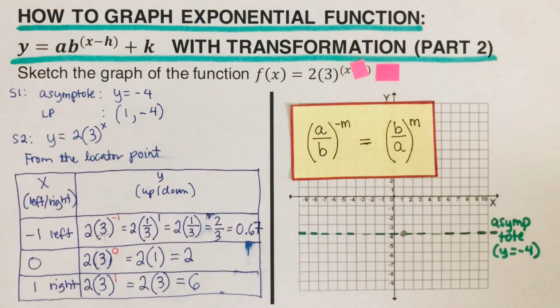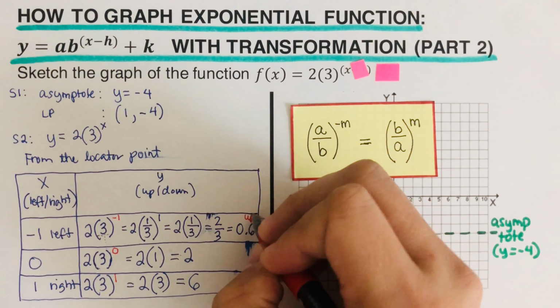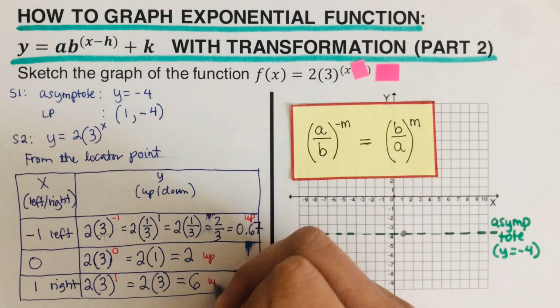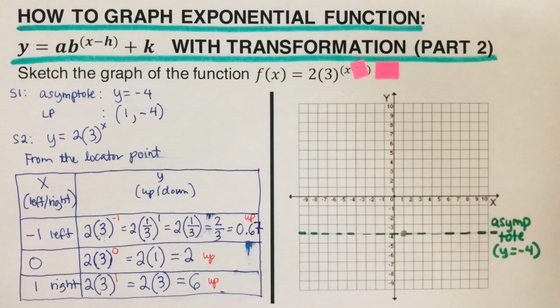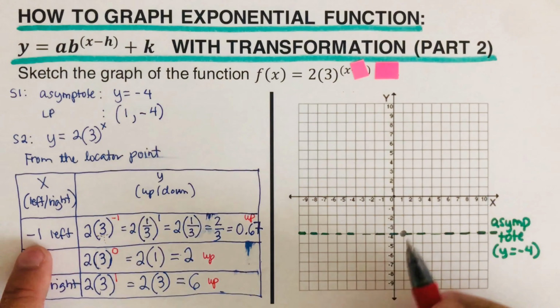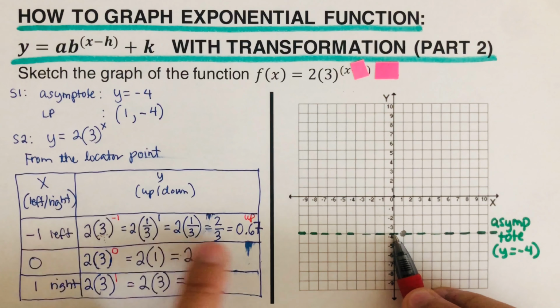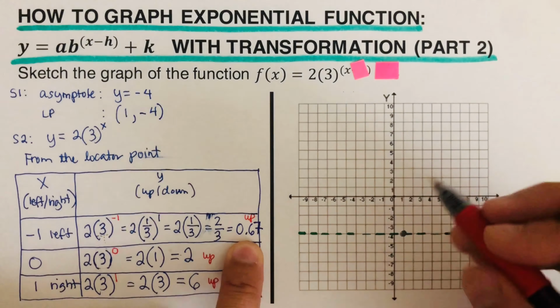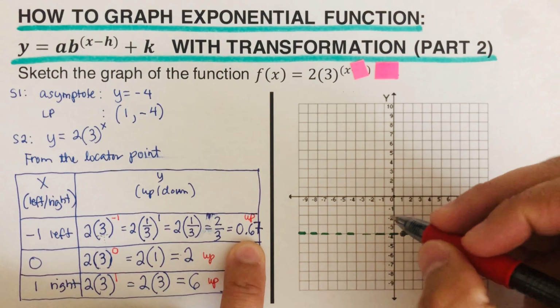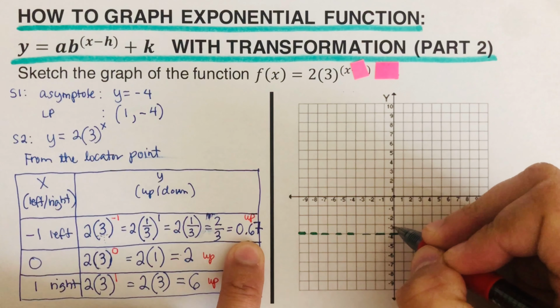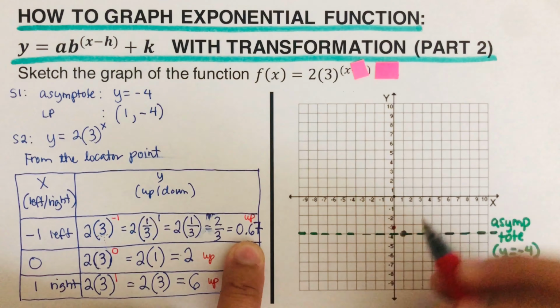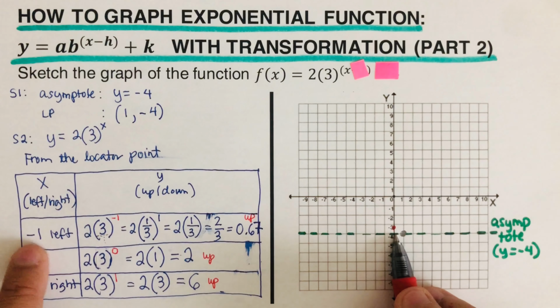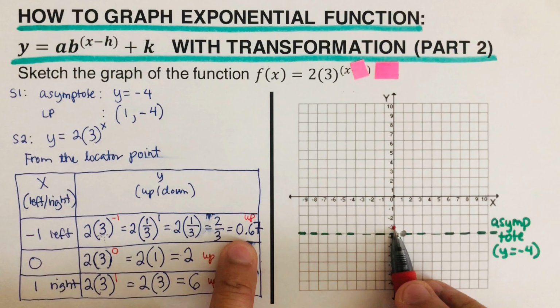Since all of these are positive, we can go ahead and say that these ones are going up. So all these three are going up. So pretty much what we do is from the locator point, we are going to go 1 to the left and then 0.67 up. 0.67 should be a little more than half. So 0.67 is right here. So again, what I did was I went 1 to the left and 0.67 up.